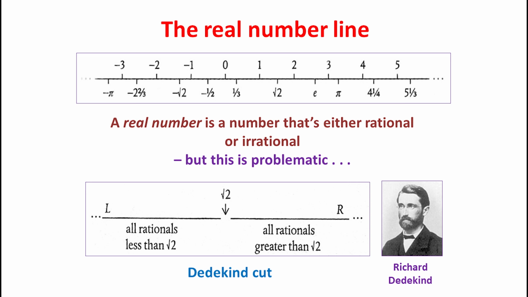But such a description is problematic because earlier we defined an irrational number to be a number that isn't rational. So what exactly is a real number? Such foundational difficulties were eventually resolved in the 19th century, in particular by the German mathematician Richard Dedekind, who defined an irrational number in terms of two sets L and R of rational numbers. For example, for the irrational number square root of 2, L consists of all rational numbers less than root 2, while R consists of all those greater than root 2. And this approach successfully dealt with all the difficulties.